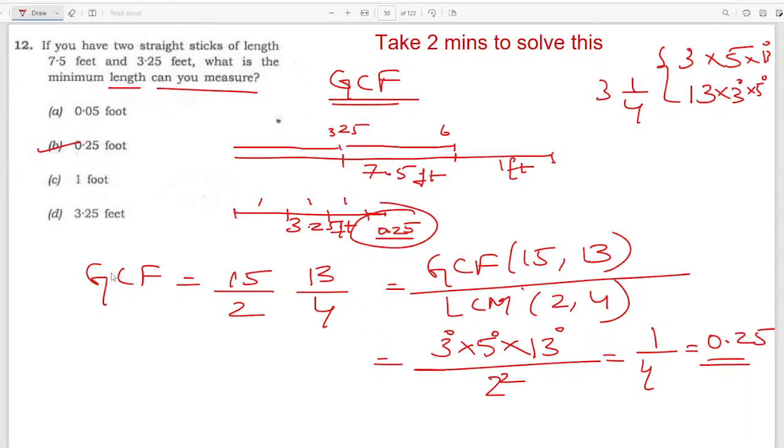So you can calculate it this way also, or else you can calculate it the other way. I found this intuitive, just to mark the lengths on the stick and then find out which is the least one.